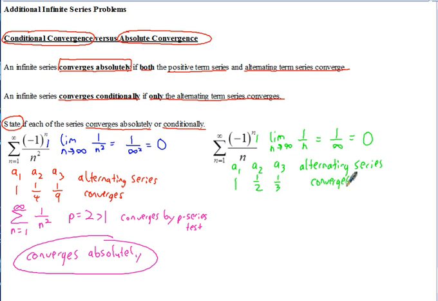Then we want to see, well, if we didn't have that negative 1 to the n, sometimes it's n plus 1, in this case just n, would it converge if all the terms were positive? In other words, the sum from n equals 1 to infinity of just 1 over n. Well, you can see this also fits the p-series test, but in this case, p is equal to 1. And since that's less than or equal to 1, this diverges by the p-series test.